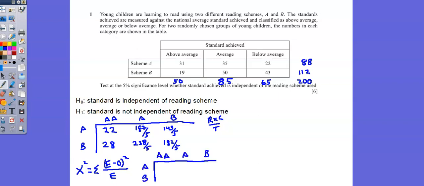Now in the following table I'll calculate the individual components of chi-squared, the E minus O quantity squared over E. So again, describing in detail the first calculation, the first cell, upper left corner, I have an expected value of 22, an actual value of 31. 22 minus 31 is minus 9. I square that for 81, and I divide by 22, 81 over 22.